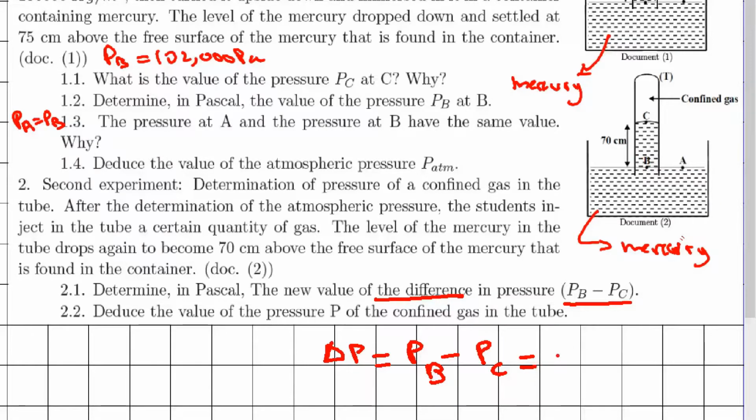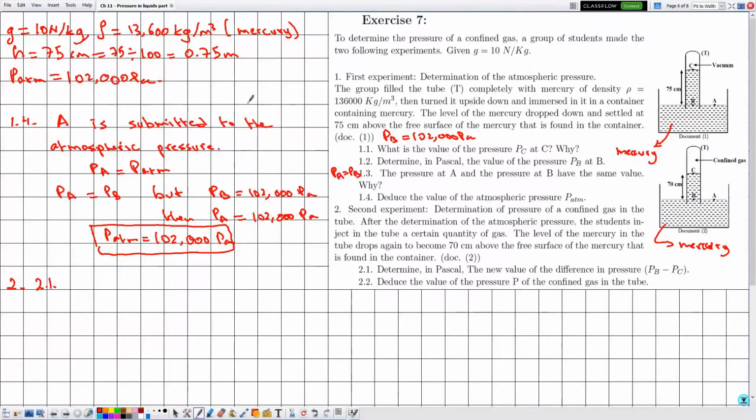Now it is equal to rho L multiplied by G multiplied by H. But what does H represent? It's the difference between the 2 points, which is given by 70 centimeters. So let's denote this difference to be H prime, since we have used H for the first experiment. Centimeters is not the SI unit of height. In order to convert from centimeters to meters, we divide by 100. So it's given by 0.76 meters.